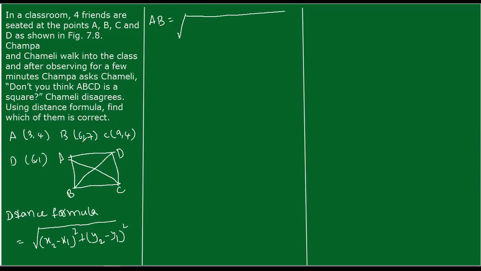If you take AB, this is x1, y1 and x2, y2. 6 minus 3 whole square plus 7 minus 4 whole square. So 6 minus 3 is 3, 3 square means 9, and 7 minus 4 is 3, again 3 square is 9. So I can write 9 plus 9, 18. So 18 I can write as 3 root 2.